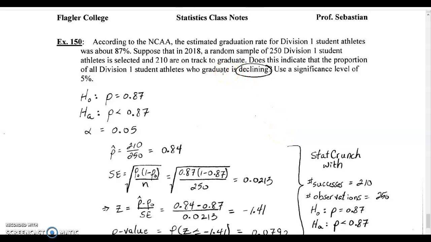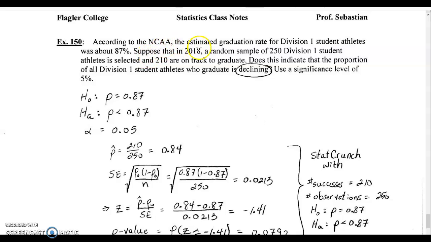We are now on page 127 in section 8.2. This is the last page in section 8.2. We're discussing hypothesis testing. So let's do one more example and hopefully drive home what's going on with this hypothesis testing idea. According to the NCAA, the estimated graduation rate for Division I student athletes was about 87%. So they think the graduation rate for all Division I student athletes is about 87%.